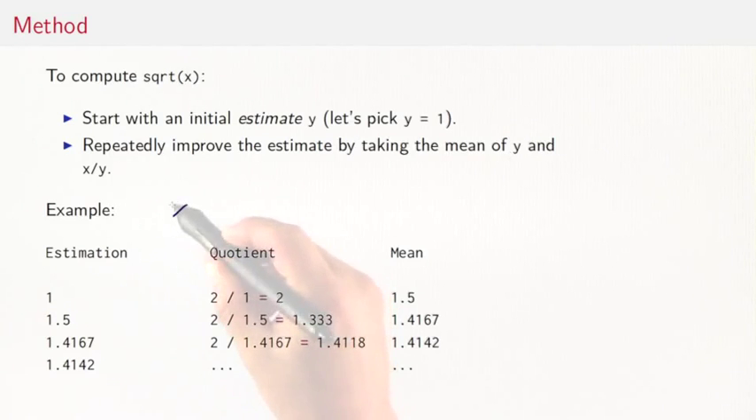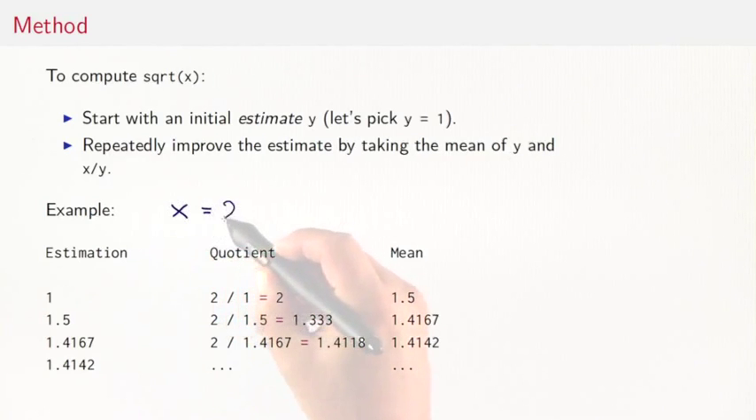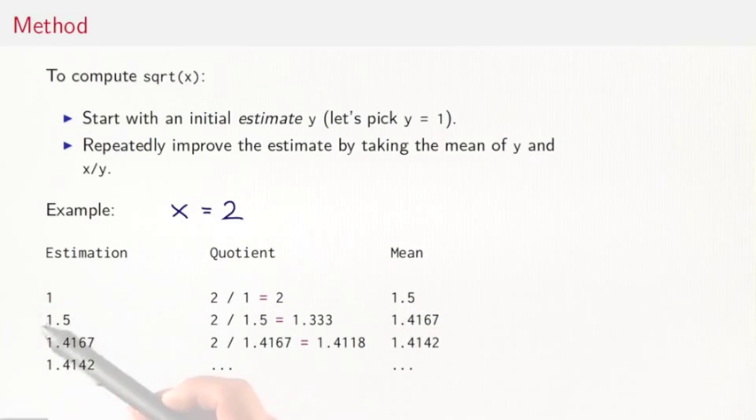So the value of x in our example would be 2. Our initial estimation is 1 as usual, so the initial quotient is 2 divided by 1, that's 2, the mean is 1.5. Now we plug in 1.5 to our estimation, we get a new quotient of 1.33, a new mean that you see here, and you see that it converges very quickly to the actual value of the square root of 2. So now we have an abstract algorithm. Let's see how we would put that into a function that computes that algorithm.